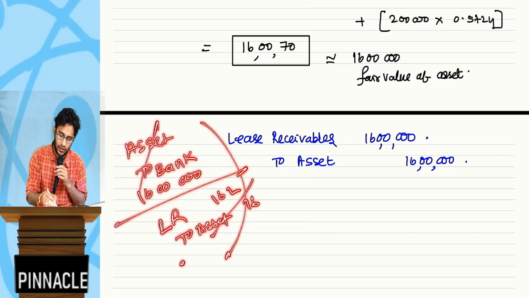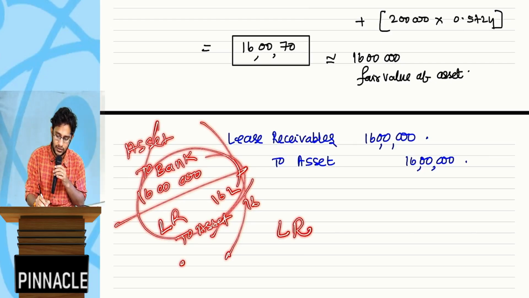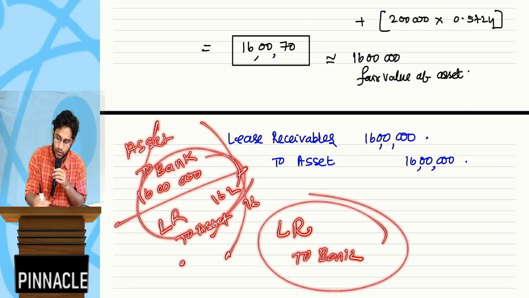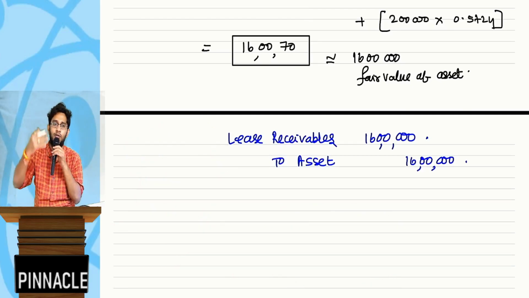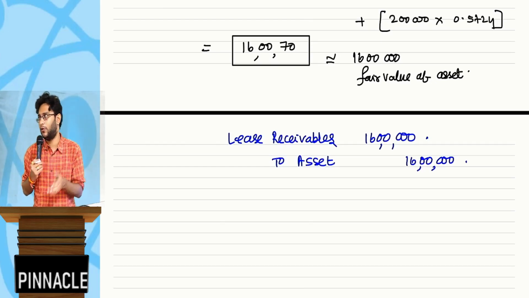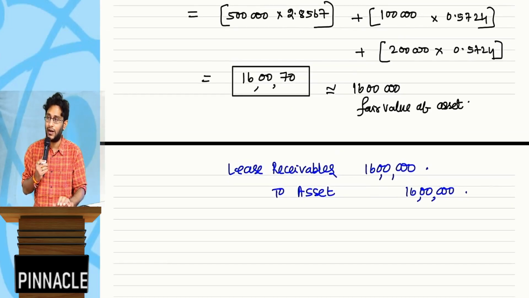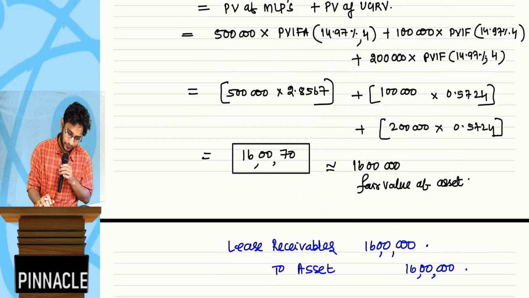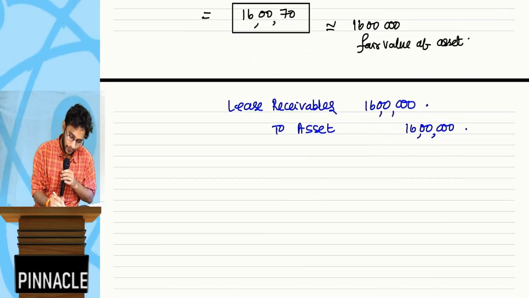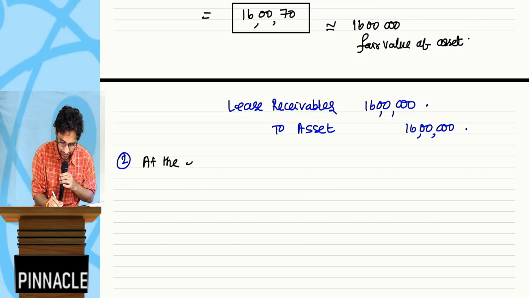Asset is gone. Effectively the entry is lease receivable account debit to bank. I am actually calling it a loan receivable to bank. You gave a loan to somebody, and that somebody will be paying you installments. There is no asset accounting. You are a namesake lessor, but actually you are a lender of money. At the end of year 1, that's enough.